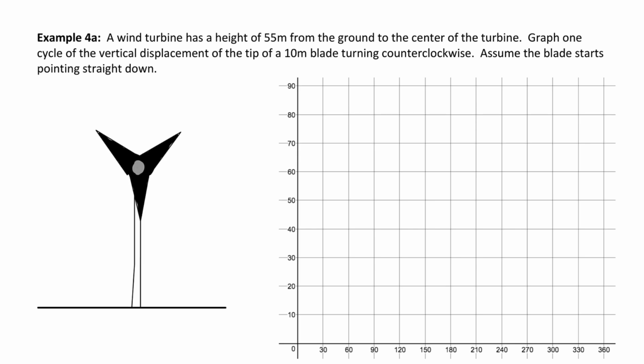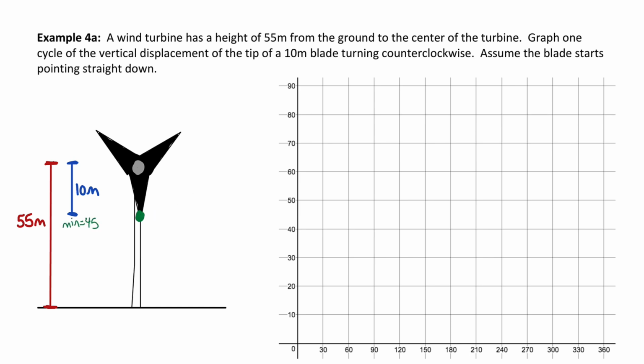We have a windmill that's sitting on the ground. I know that it says from the ground to the center of the turbine is 55 meters. So let me label that distance. And I know that each blade is 10 meters long. So the min height of the tip of the blade, I'll put a green dot on there. The min height of that green dot as this spins around is 55 minus 10, which is 45 meters.